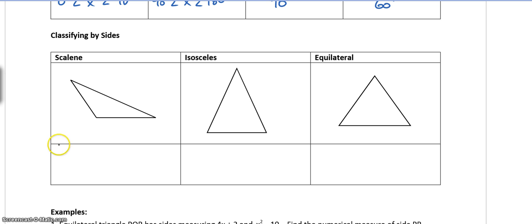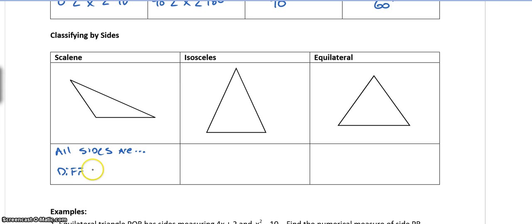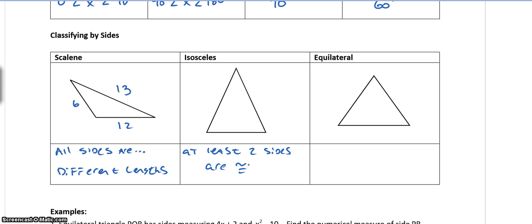The first is scalene, and in a scalene triangle, all the sides are different lengths. Okay, so no one side has the same length. So an example of that would be like this is 6, 12, and 13. All three are different lengths. Okay, in an isosceles triangle, at least two sides are congruent. Alright, so like these two sides could be the same: 13 units, 13 units, 6 units.